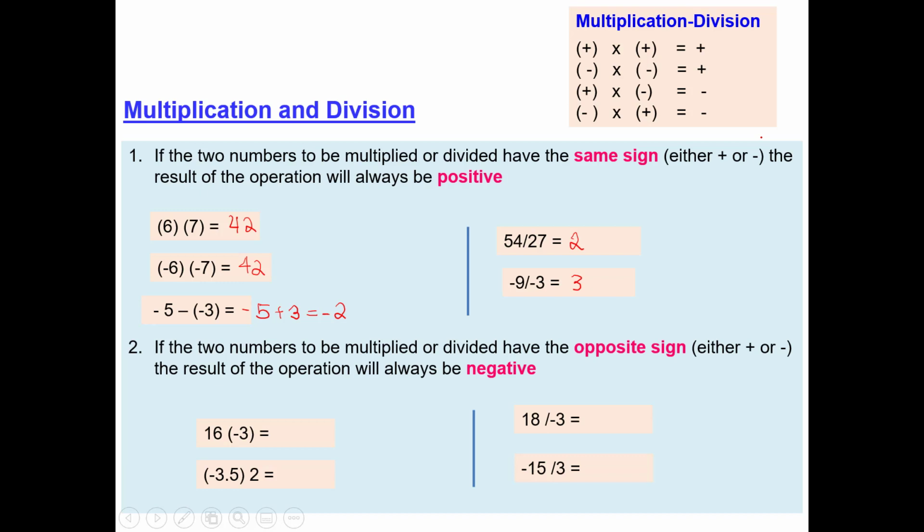Then 16 times minus 3 will be negative 48. Negative 3.5 times 2 will be negative 7. 18 divided by negative 3 will be negative 6. Negative 15 divided by 3 will be negative 5.